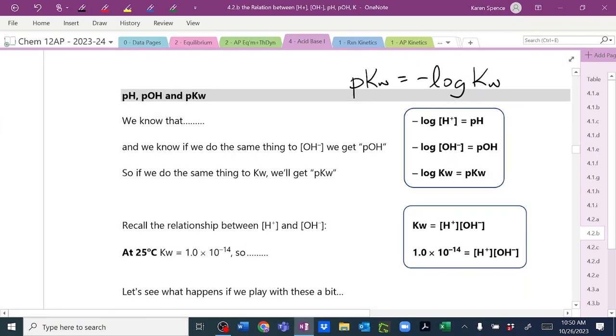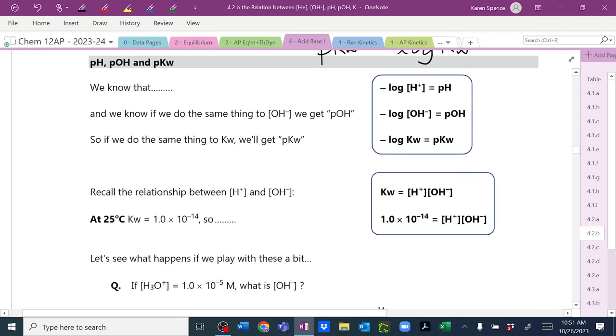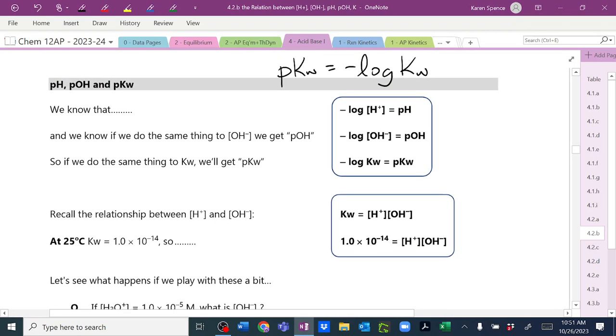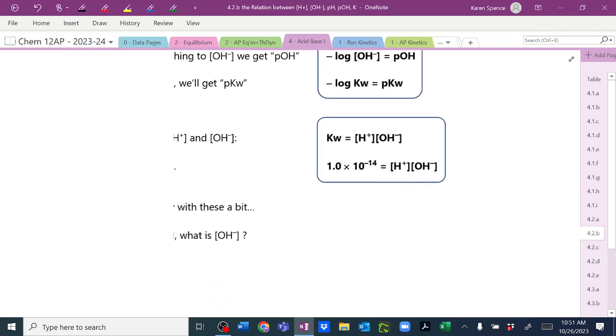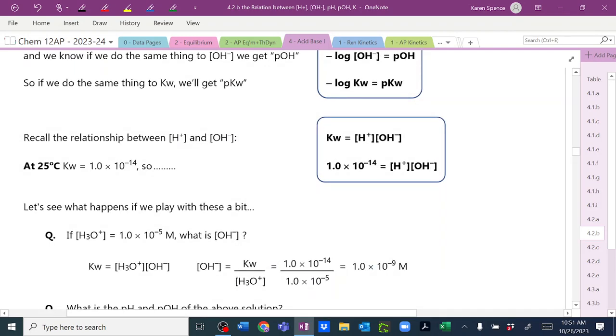So here is our relationship. What if we took the negative log of everything? Yes? What if we took the negative log of everything?